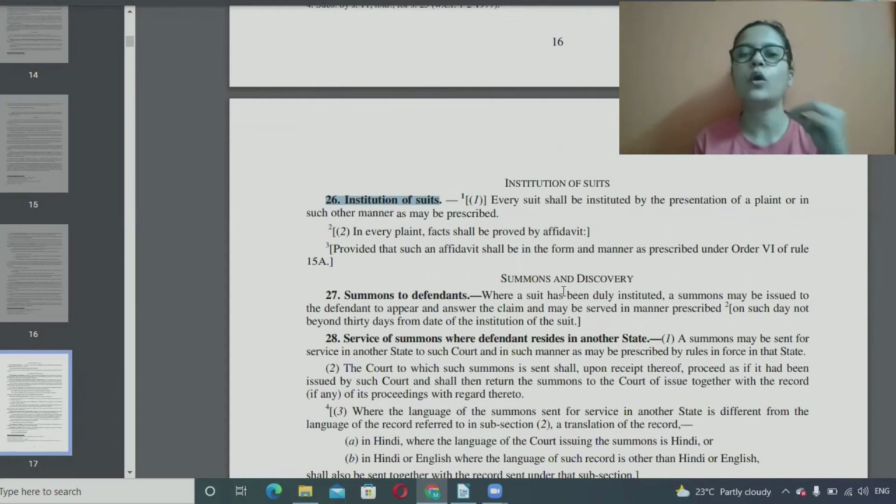But then, what are the detailed rules that you need to follow? Those rules will be given in orders. That is why here also it is written "in the manner as prescribed under order." That means orders are clearly giving you instructions: how you need to do it, what you need to do.